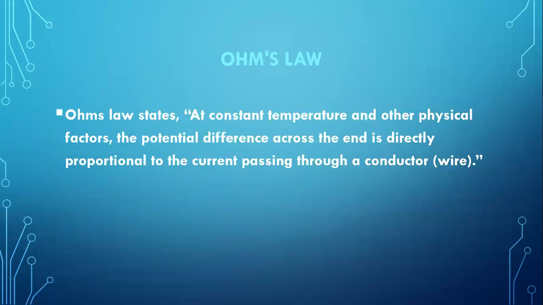Now, let's see how Ohm's law can be stated. Ohm's law states that at a constant temperature and other physical factors, the potential difference across the ends is in direct proportion to the current passing through a conductor. So that's simply how you can state Ohm's law.